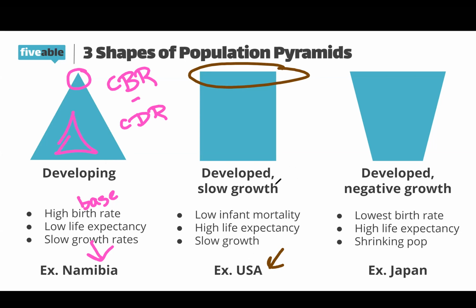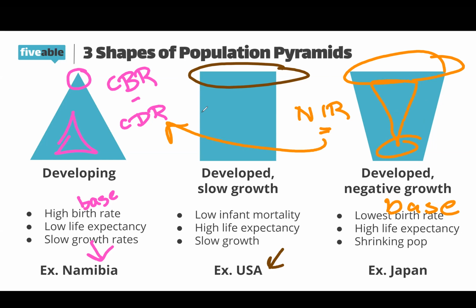Developed negative growth. So this is going to be an upside down pyramid. Forgot to switch colors. Sorry, y'all. So it's going to be an upside down pyramid. Low birth rate because it has a tiny base. High life expectancy, tons of people at the top, like it's even bigger than developed. Shrinking population. Now, when we talked about that natural increase rate earlier, NIR, which equals CBR minus CDR, when our crude birth rate is smaller, we're going to get a negative number for that. And a negative number here means a shrinking population. And the AP exam loves to point to Japan and Germany as examples of shrinking populations.